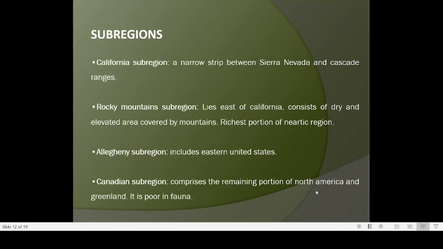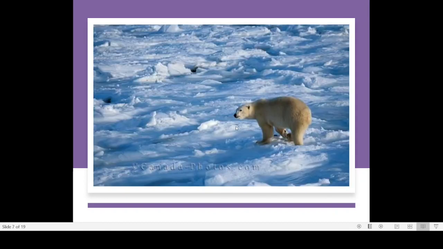In this Canadian subregion, the northern portion of the North American continent and also Greenland are the two areas which come under it. This region is mostly covered with snow. The animal life as well as the plant life there is very poor, because the region is mostly covered with snow and is very cold. The people in Canada will be telling you this is the situation in most areas of Canada. Most of the time it is covered with snow, and the summer season is very short.